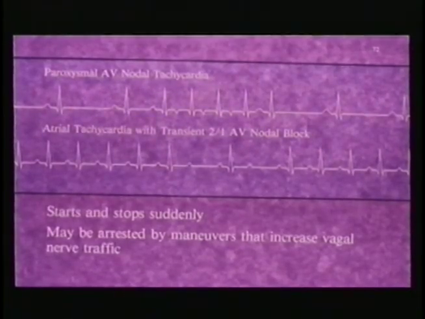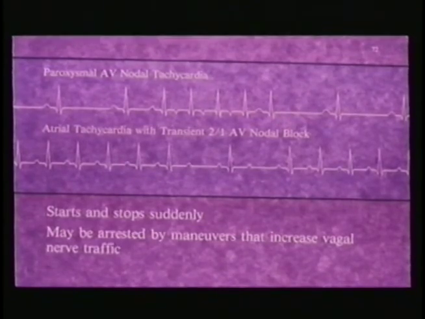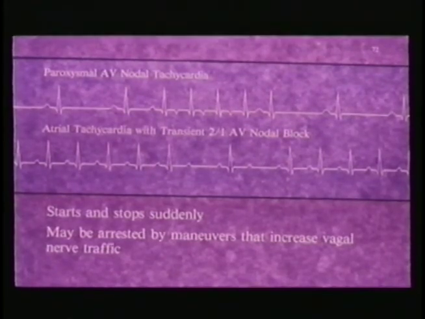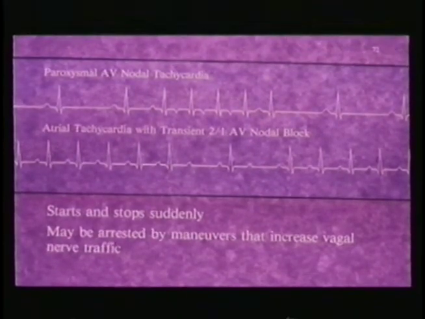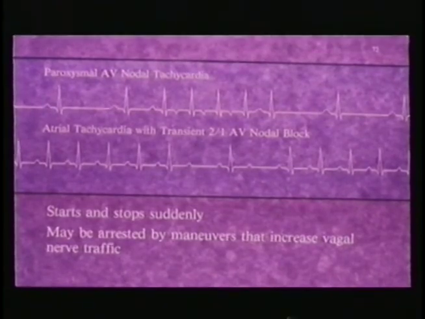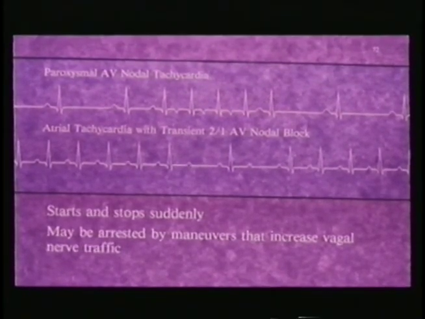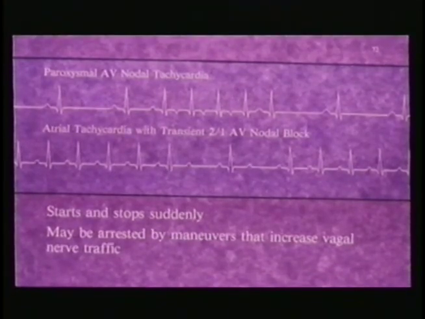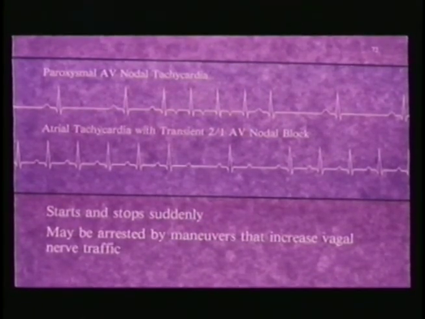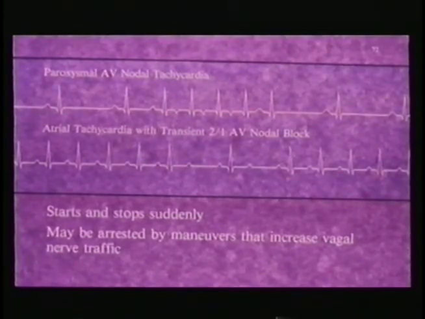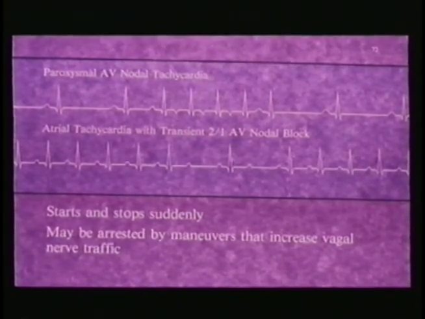Clinically, AV nodal tachycardia has the following features. It starts and stops suddenly. It may be arrested by maneuvers that increase vagal nerve traffic to the AV node, which prolongs the refractory period and conduction velocity within the loop, breaking the circuit. You should be aware that in atrial tachycardia, such maneuvers may induce temporary 2-1 or 3-1 AV nodal block without arresting the tachycardia.